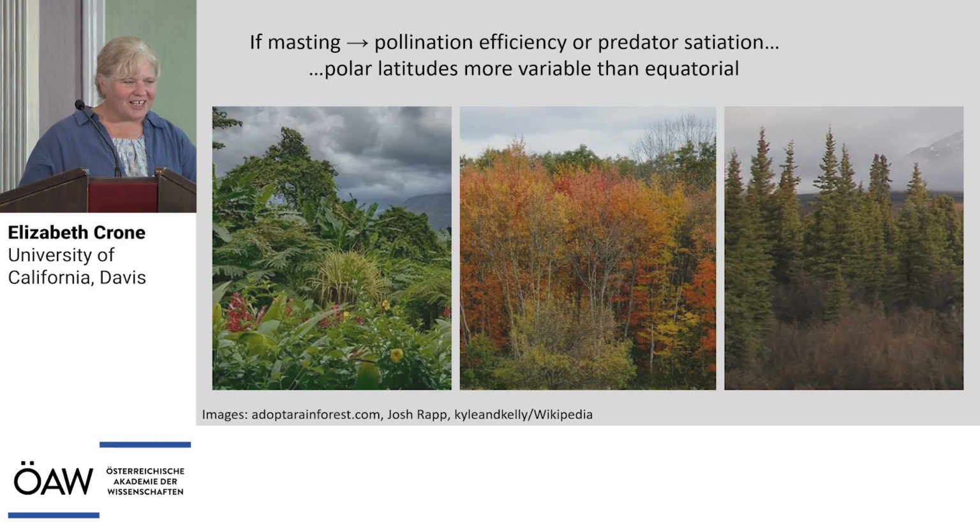The third prediction, which I first read in Ian's paper, although I think others had talked about it, and it's a pattern people have noticed, is that if masting increases pollination efficiency or predator satiation, then polar latitudes should have more variable seed production than equatorial ones. Or since we're all in the northern hemisphere, we can say northern more variable than southern.